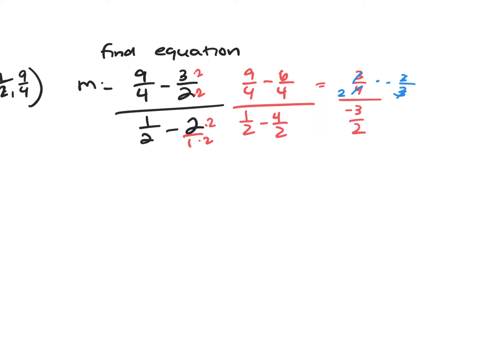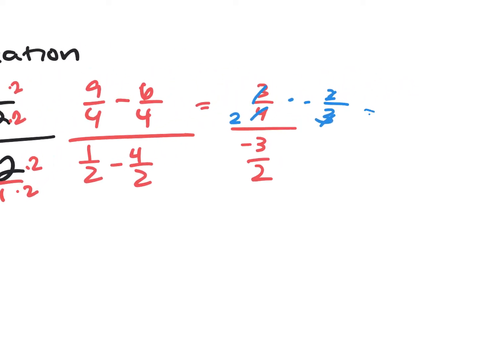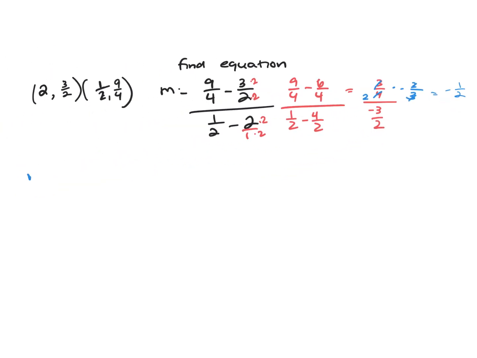All right, so where am I at? So the 2's crossed, the 3's canceled, and I get negative 1/2. That's the slope, okay? So now you can pick either point. Obviously, I would avoid as many fractions as you possibly can, so I would have picked the first one.